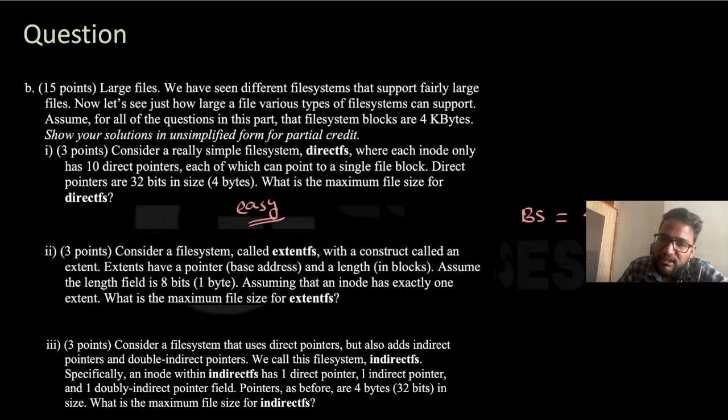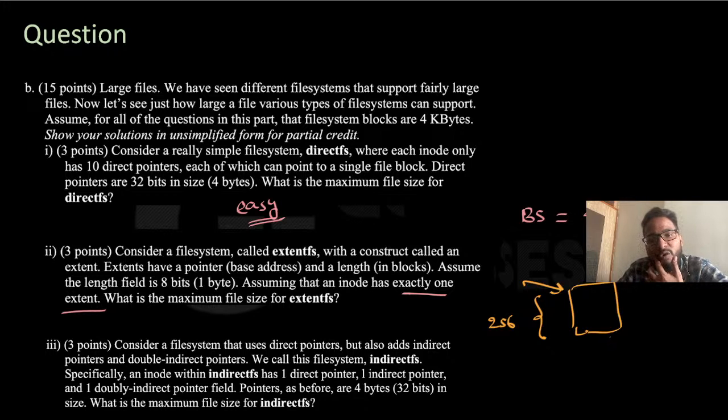Okay, consider a file system called extent FS with a construct called an extent. The extents have the pointer, the base address and the length. Assume that the length field is 8 bits. Assuming that inode has exactly one extent, you have the start of this, and then you have the length of this. Length of this could be at most 256 because of the 8 bits you can have. Then what is the maximum size of this extent that you can have? So what is the maximum size that you can store?